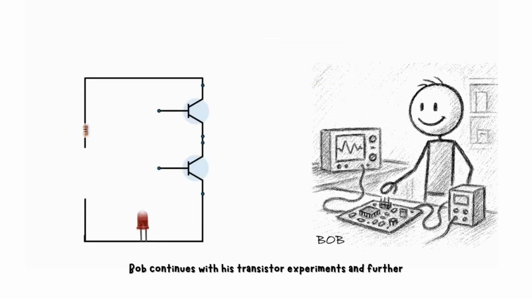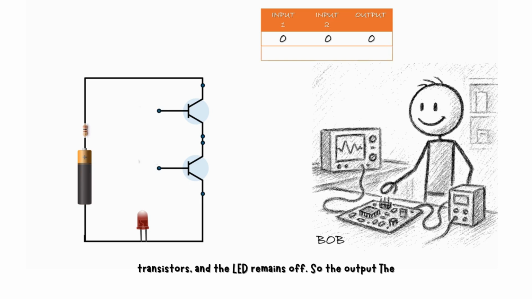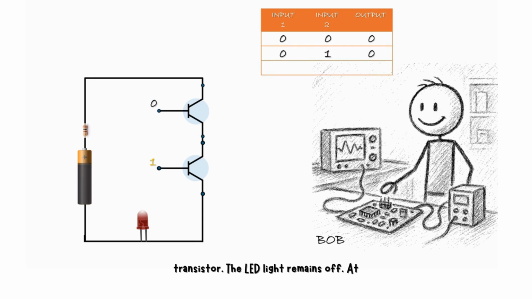Bob continues with his transistor experiments and further modifies the circuit, making it more complex. He inserts two transistors in series and powers the circuit. When Bob inputs 0 to both the base terminals, the LED remains off. Bob takes note, the output is 0. Bob inputs a 1 only to the first of the two transistors and the LED remains off, so the output is still 0. Bob gets the same result by inputting a 1 only to the second transistor. The LED light remains off.